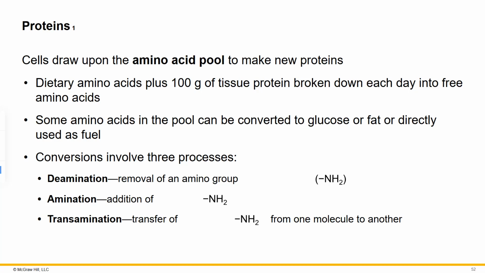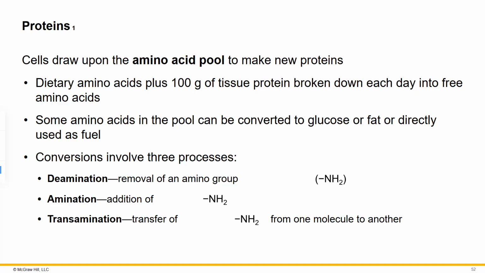So proteins. Cells draw upon the amino acid pool to make new proteins. Dietary amino acids plus 100 grams of tissue protein broken down each day go into the pool of free amino acids. Some amino acids in the pool can be converted to glucose or fat, or directly used as fuel. Conversions involve three processes: deamination, amination, and transamination.